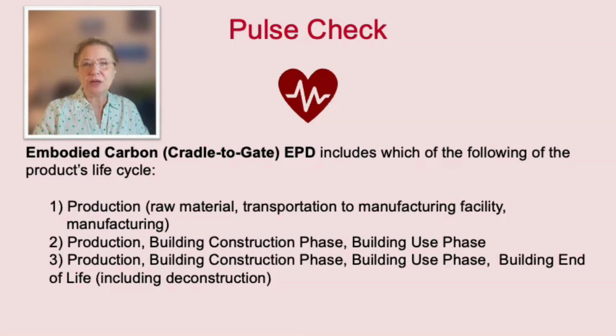If you said number 1, production: raw material, transportation, manufacturing, you are correct.